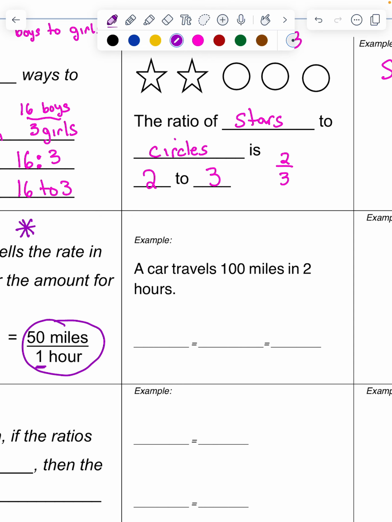A car travels 100 miles in 2 hours. The 100 miles in 2 hours is the rate. Simplified, I have a unit rate of 50 miles for 1 hour. And how I got that is I simplified it by dividing the numerator by 2 and the denominator by 2.